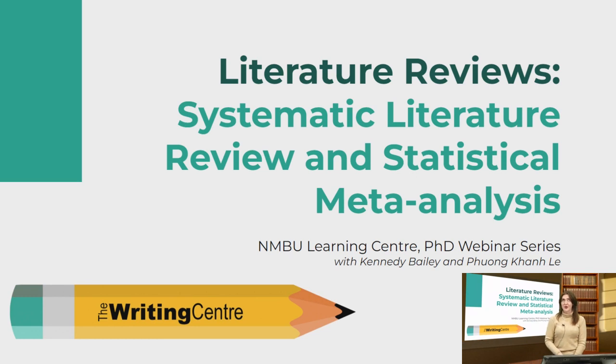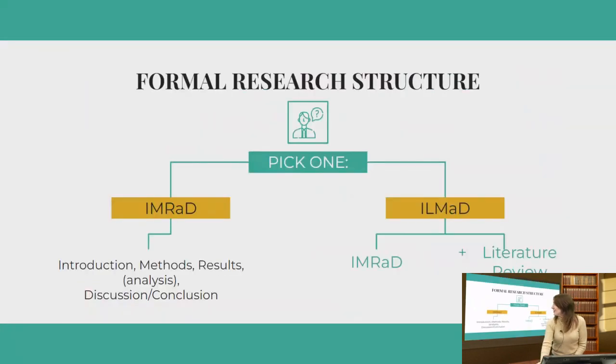If you were here last month or if you saw our previous YouTube video, you will know that we typically see academic texts divided one of two ways. We know them by acronyms, IMRAD and ILMAD. Both of those acronyms just stand for the different types of sections you're most likely to see in an academic text. So in that IMRAD structure, it is introduction, methods, results, and then analysis, discussion, and conclusion. In an ILMAD, it's a little bit different. We're putting a literature review right after the introduction, right before the methods section.